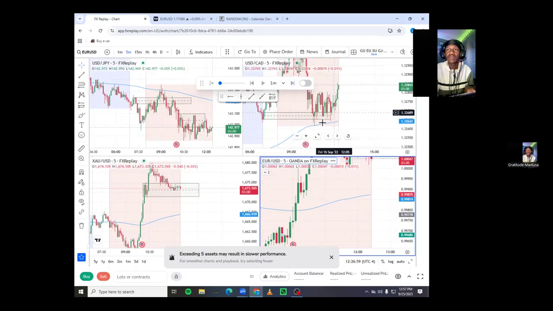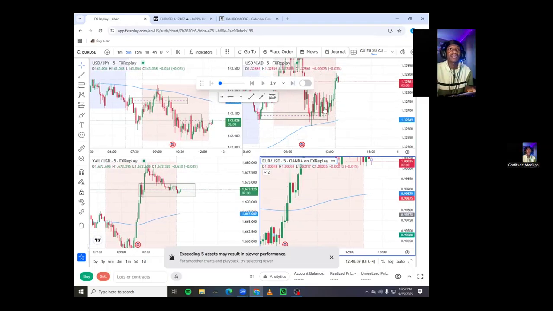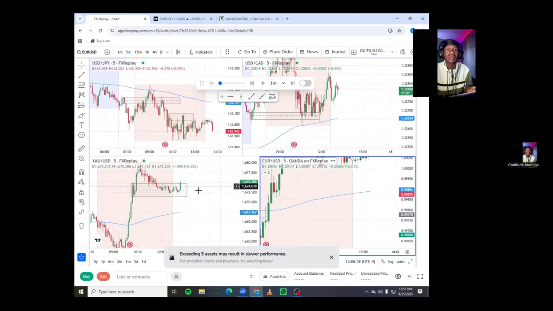Because you see here we rejected, but this type of movement, I didn't want to be part of it, like in and up and down of this consolidation. I just want price action to trigger me and then move the hell away.